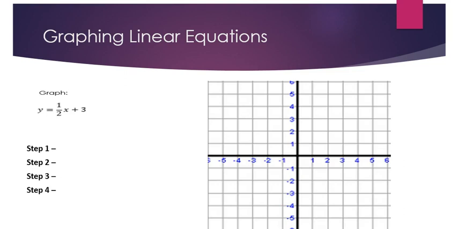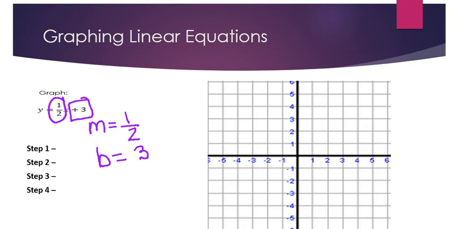So, our equation was already in the form, so our slope is the coefficient of x, the number being multiplied by x. Remember, it does not include x. So in this case, our slope is going to be 1/2, and our y-intercept is the constant. Okay, so it's positive 3.